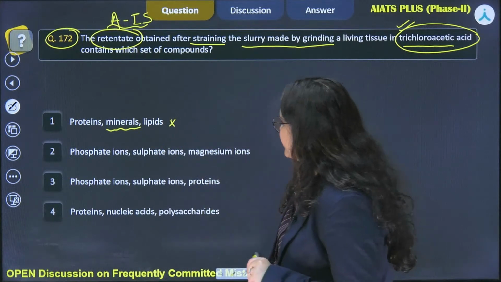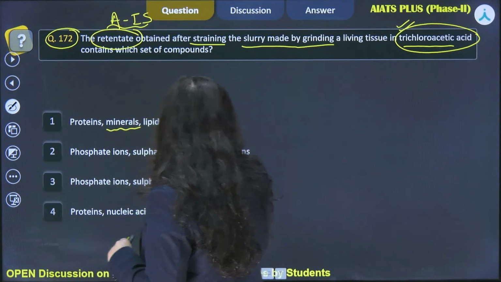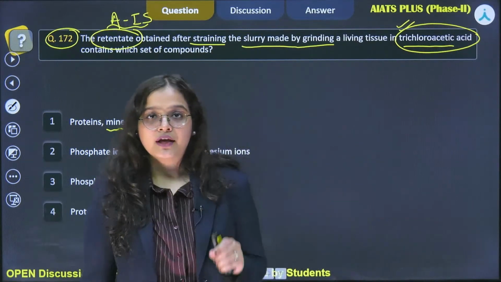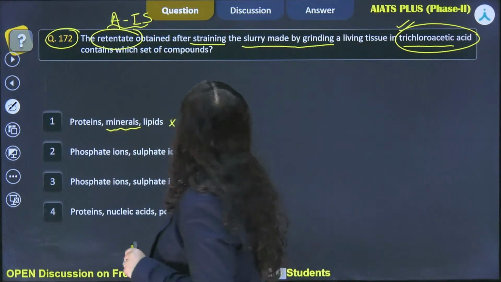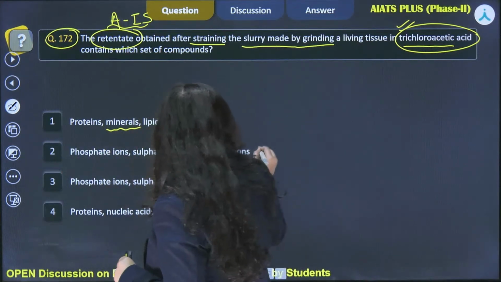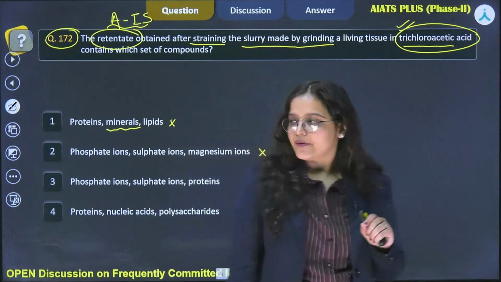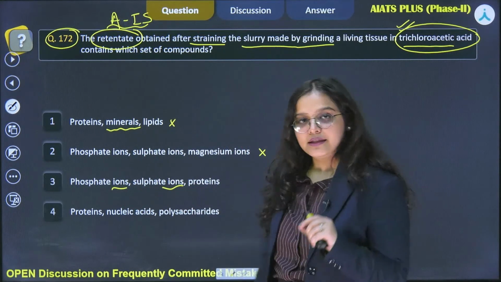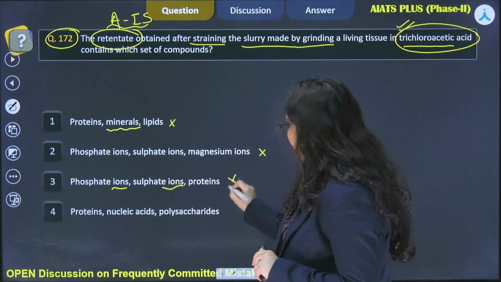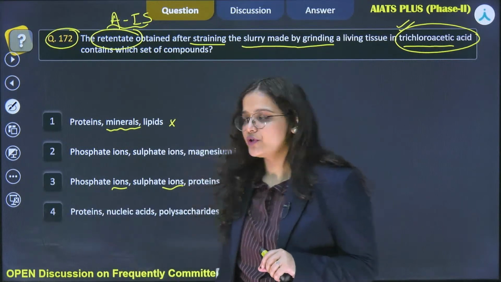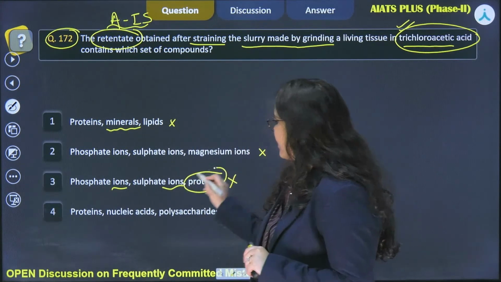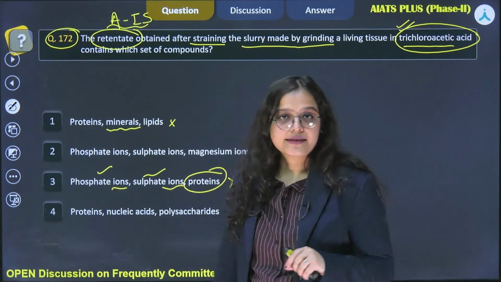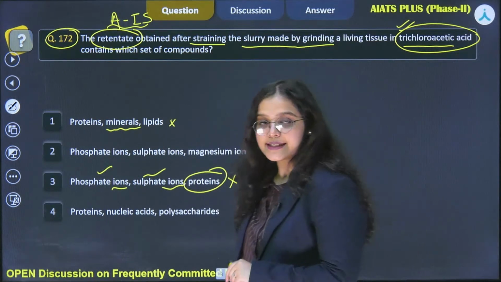Moving to option 2, which states phosphate ions, sulfate ions and magnesium ions. These will be found in the filtrate fraction, not the retentate fraction, and therefore option 2 also gets eliminated. Then we have the third option, which states phosphate ions and sulfate ions, then the proteins. This is again an ambiguous option, because here proteins will be found in the acid insoluble fraction, but the other two will be found in the acid soluble fraction. So this option also stands incorrect.